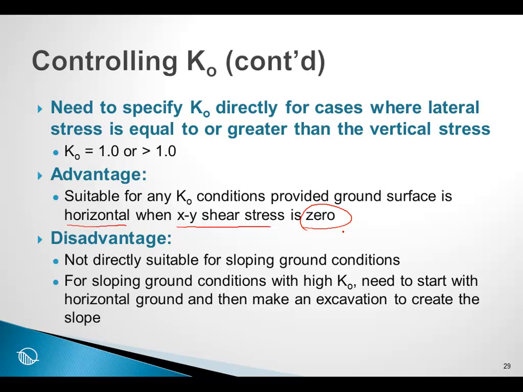If we were to indeed have high K0 conditions and we want to model sloping ground conditions, we would have to start with horizontal ground conditions and then make an excavation to remove this soil, and then we would have the starting condition for a slope with high K0 conditions.